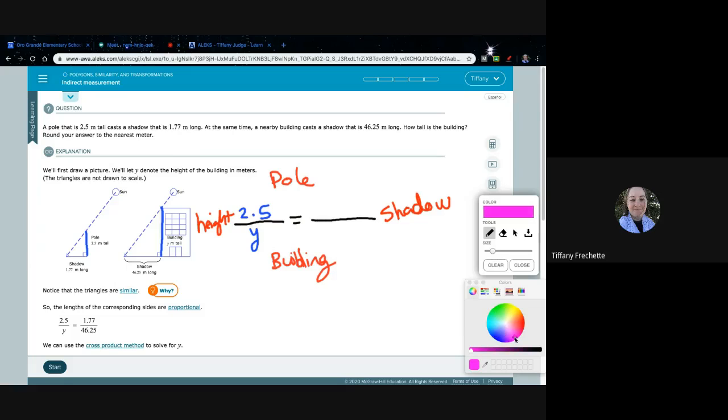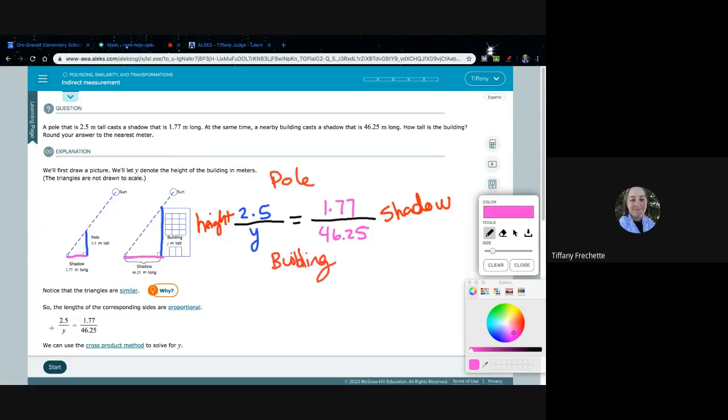And then let's go with a different color here for the shadow. This time I'm going to go back to the top here, and it's shadow and pole. This is the area I'm going to fill in for shadow and pole. So for the pole, the shadow length is 1.77. And then for the building, because this is building and shadow, it just tells you what to fill in because the two words are right next to each other. So I have 46.25. So there's a simple way to help you fill the proportion out to make sure that everything is in the correct place.